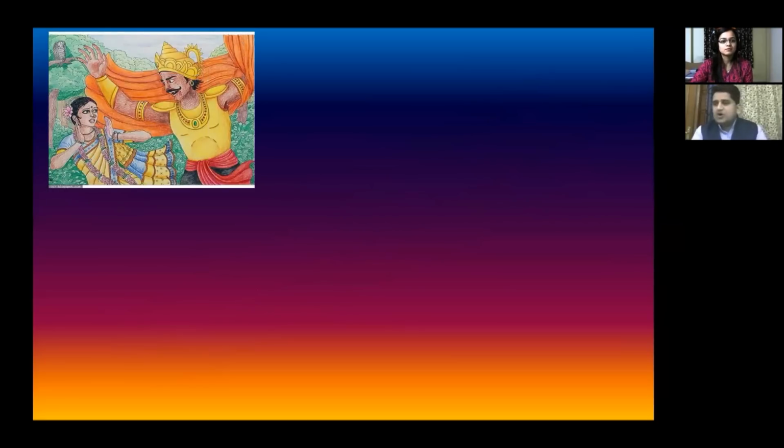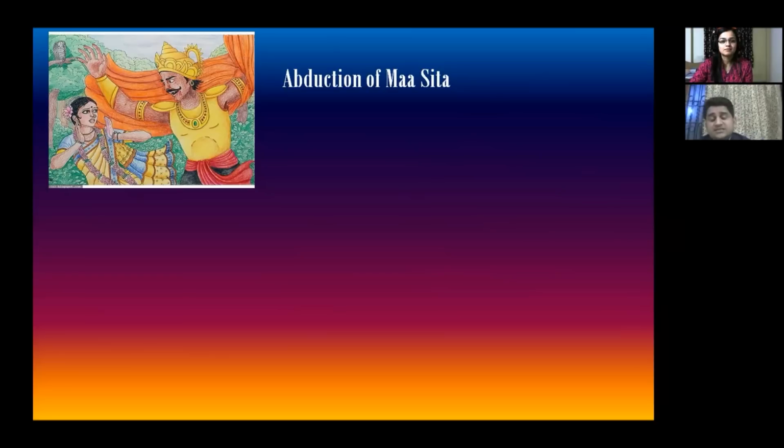See, this picture belongs to the Ramayana. The scene of the abduction of Ma Sita. One of the reasons for the abduction or kidnapping of Ma Sita could be her excessive beauty. So this is the case of Ma Sita's abduction.